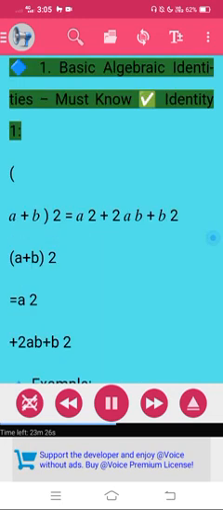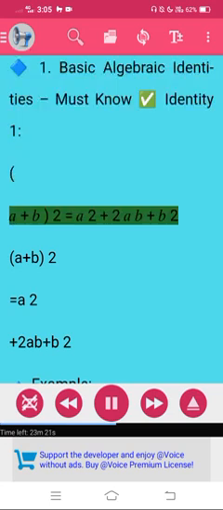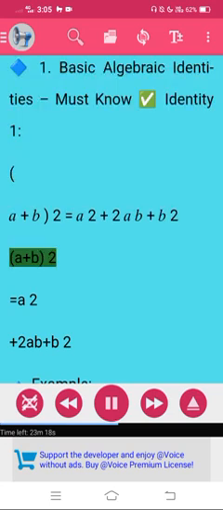Large diamond 1. Basic algebraic identities. Must know, check mark, identity 1. (a plus b) squared equals a squared plus 2ab plus b squared.